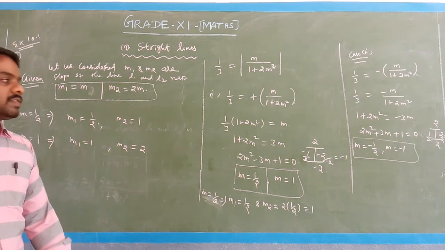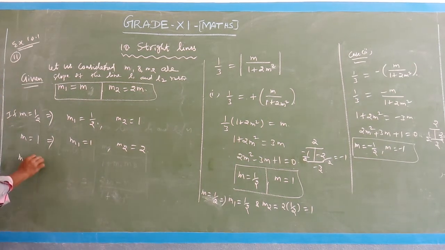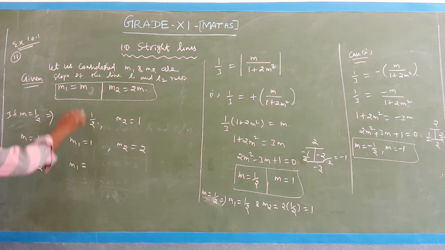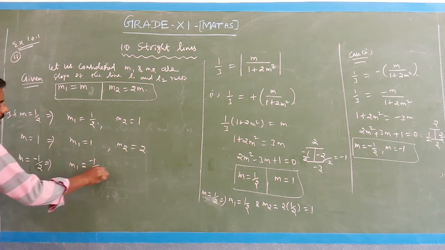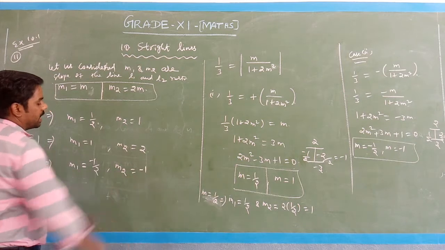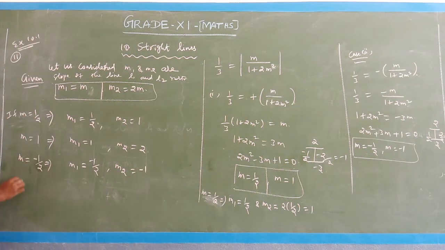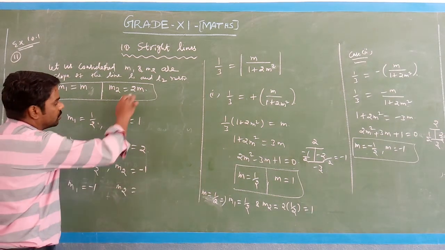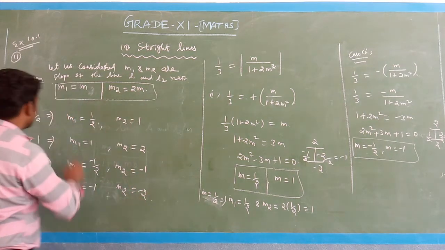m equal to minus 1 by 2 and m equal to minus 1. So m equal to minus 1 by 2 implies the slopes of the two lines are m1 equal to minus 1 by 2 and m2 equal to minus 1 by 2 into 2, which is minus 1. And m equal to minus 1 implies m1 is minus 1 and m2 is 2 into minus 1, which is minus 2. This is the answer.